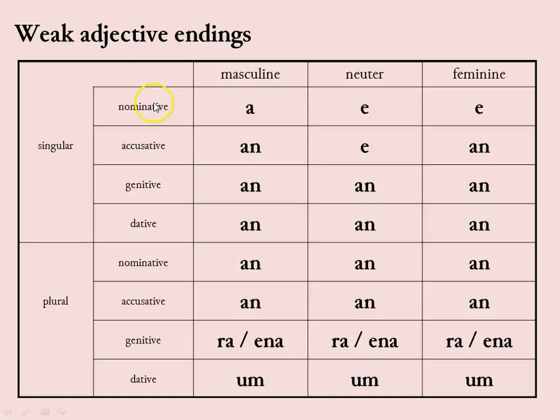Now, weak adjective endings, you'll need to look at this over a while. Eventually it'll sink in if you just keep looking at it. Same with the other videos as well. So in the nominative, the masculine ending is A, the neuter ending is E, the feminine ending is E, and you can see through the accusative case, the genitive, the dative, notice these two are the same. In the plural, the nominative and the accusative are the same for all genders. The genitive has the RA ending from early West Saxon and the ENA later West Saxon ending. So RA or ENA, both the same. The dative ending is UM.